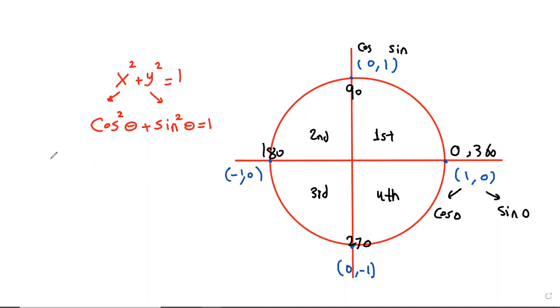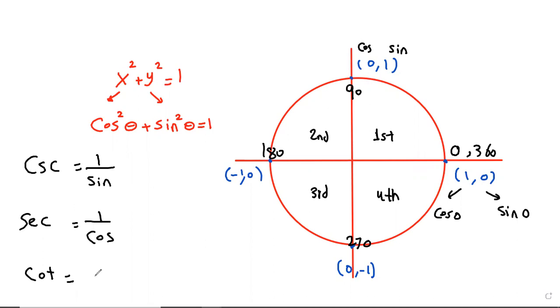Also, we have studied the inverse trigonometric functions. Do you know, Mariam, what is the inverse of sine? Cosec. Cosec is 1 over sine. And what is the inverse of cosine? It is sec. So sec is 1 over cosine. And what is the inverse of tan? It is cotan. So cotan is 1 over tan.